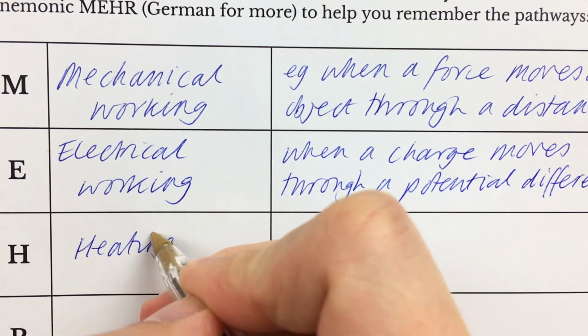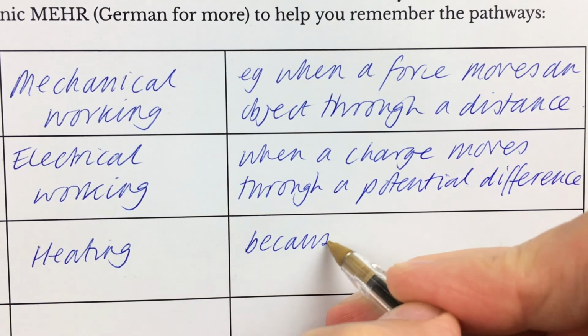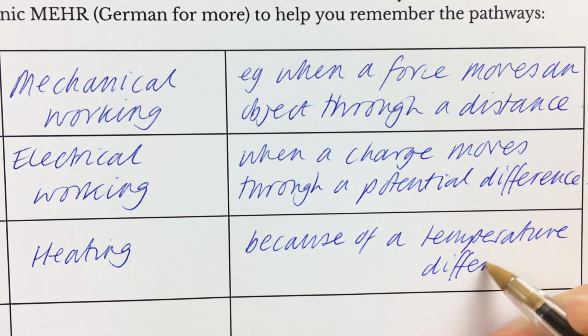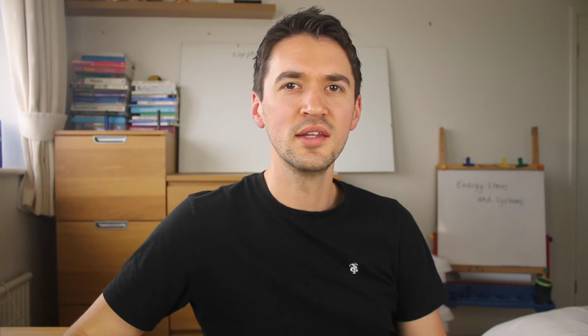H stands for heating. So we discussed this, but whenever 2 objects are at a different temperature, energy will flow from the hotter object to the colder object by heating until those 2 objects are the same temperature, and then they're in thermal equilibrium and there's no more energy transfer by heating.